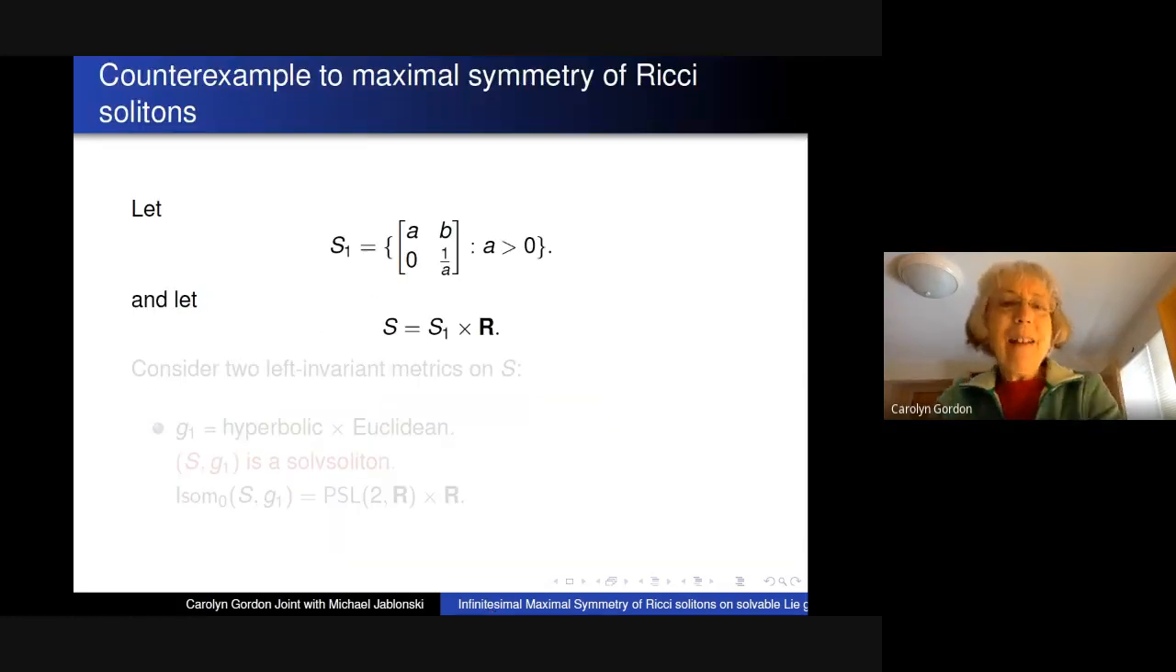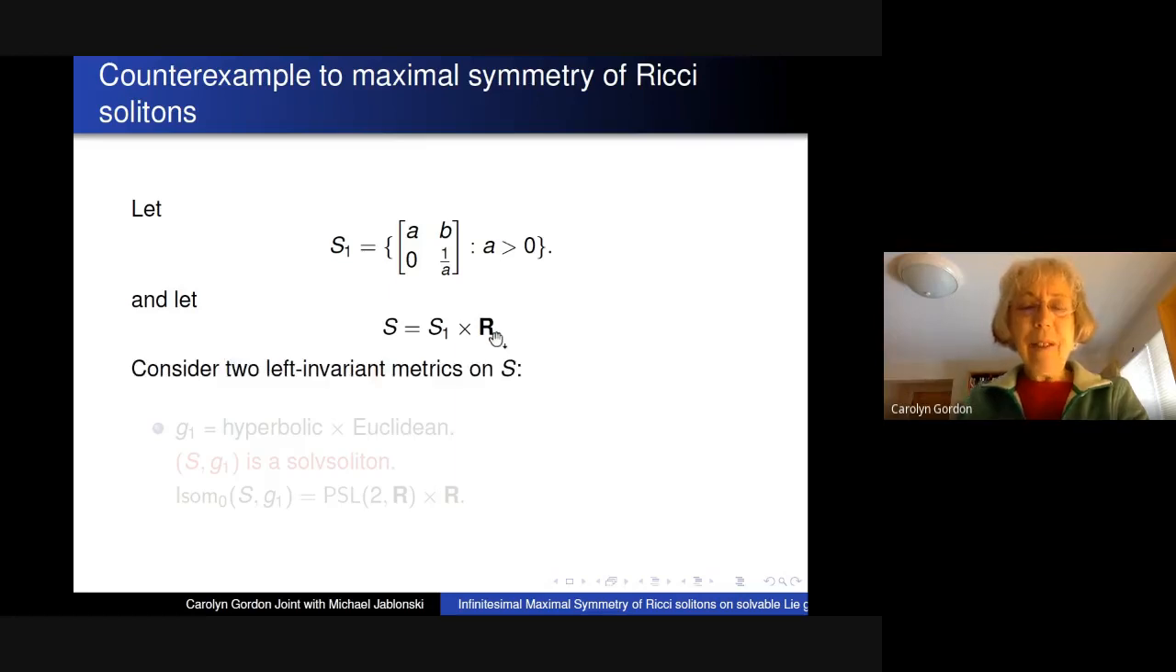Okay, so now we can give the counterexample to maximal symmetry of Ricci solitons. So let's start with the unique two-dimensional non-abelian solvable Lie group. S1 is just the upper triangular matrices with positive diagonal of determinant 1. And let S be the three-dimensional solvable Lie group given as a direct product of S1 with the reals. And I'm going to look at two competing left invariant metrics on S, both of which are going to maximize the size of the isometry group, but neither isometry group will be contained in the other.